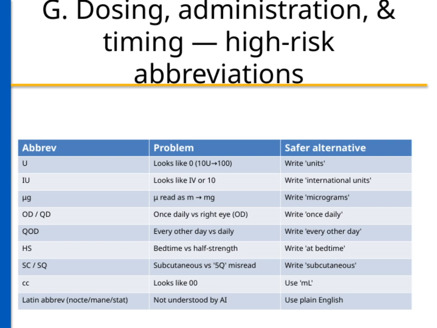The abbreviation CC looks like 0, but it's better to write ml to specify milliliters clearly. Lastly, Latin abbreviations like NOCT, MANE, or STAT are often not understood by AI or other systems. Instead, use plain English terms like at night, in the morning, or immediately. The key takeaway here is that these abbreviations, especially in dosing, administration, and timing, are high risk. Always aim for clarity by using plain language to ensure safety and prevent errors.